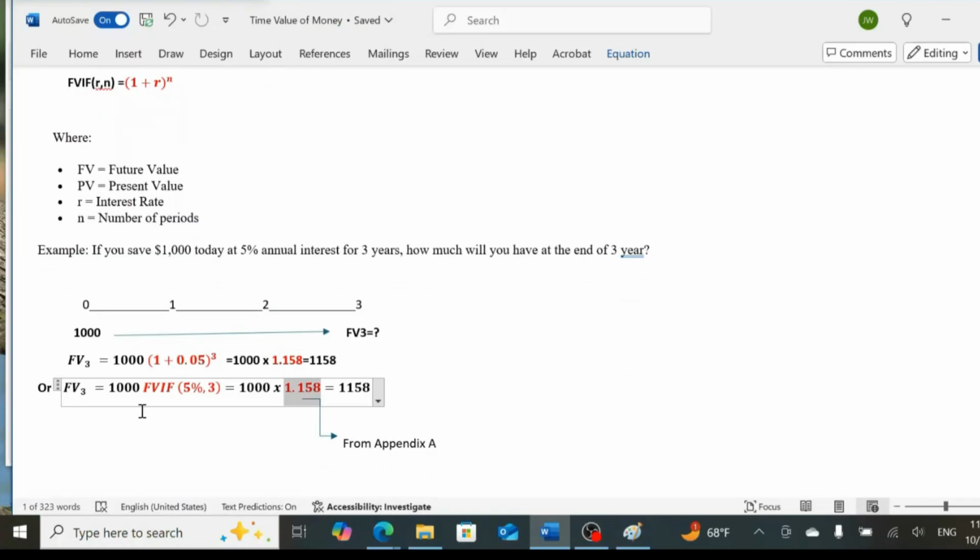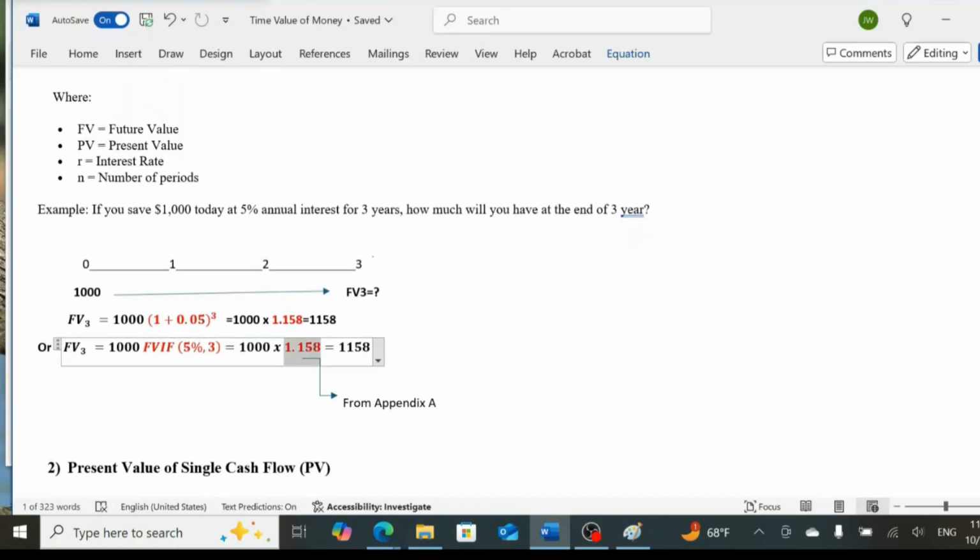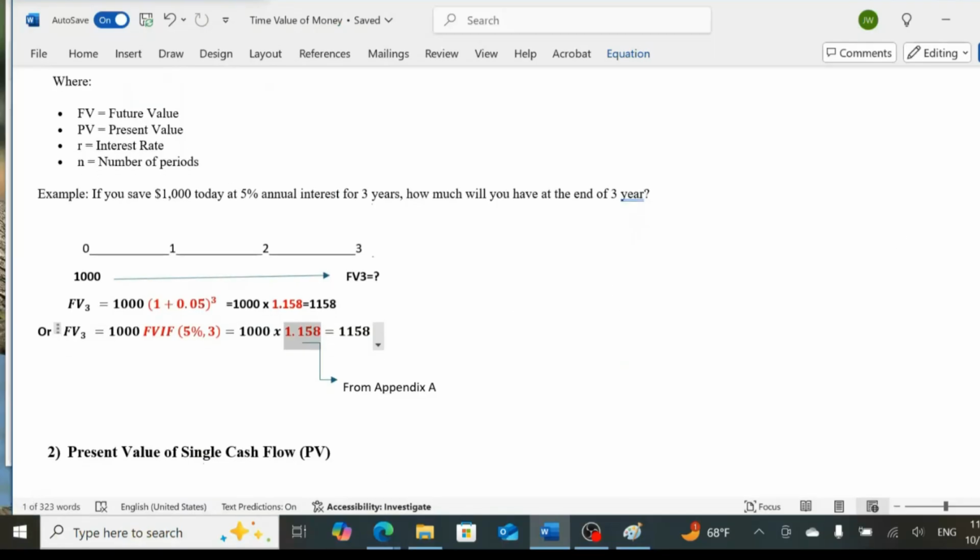So this is the future value of a single cash flow. The procedure is called compounding. Oftentimes we need to deal with the problem in reverse. We know the future amount, and we want to find today's equivalent value to that future amount. So that is the present value concept.